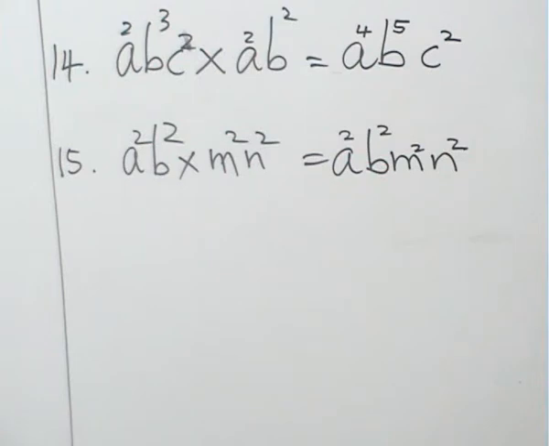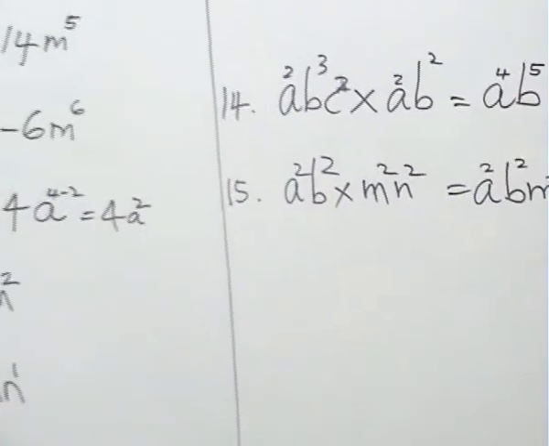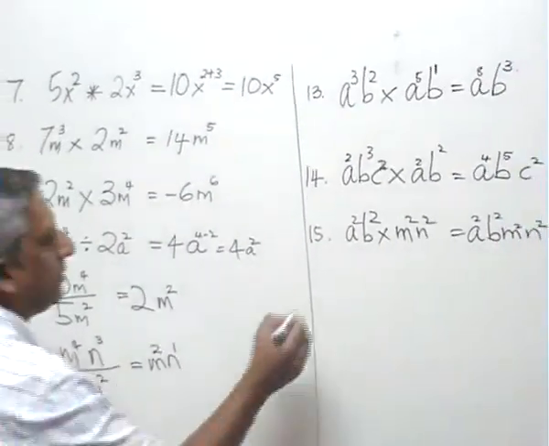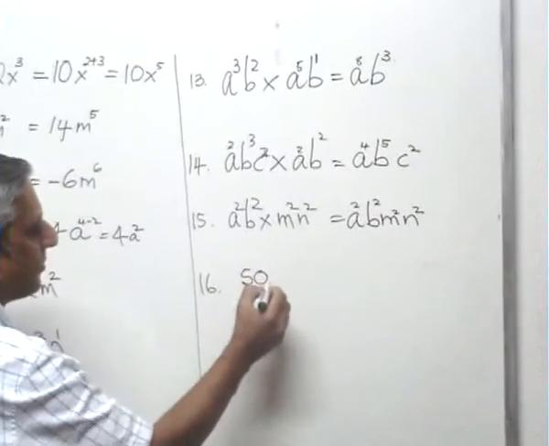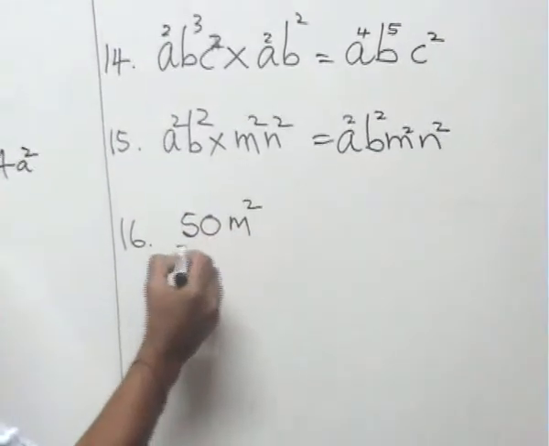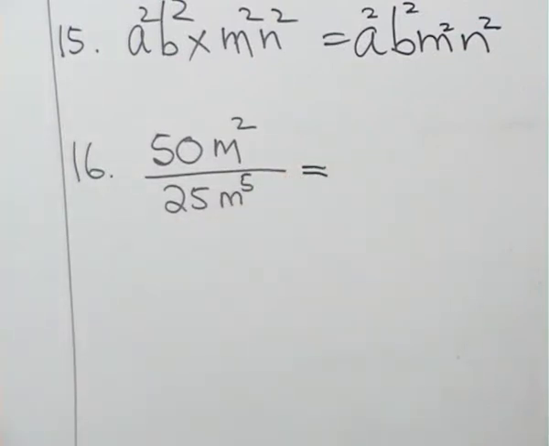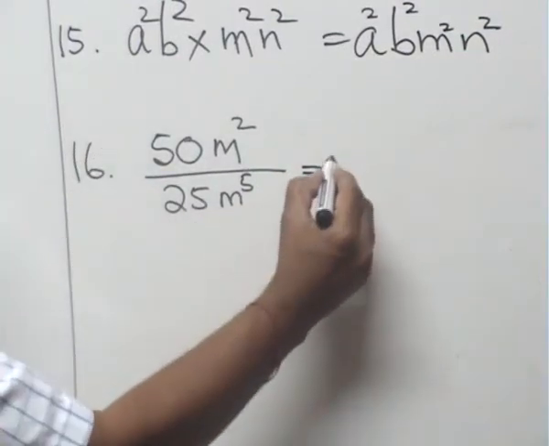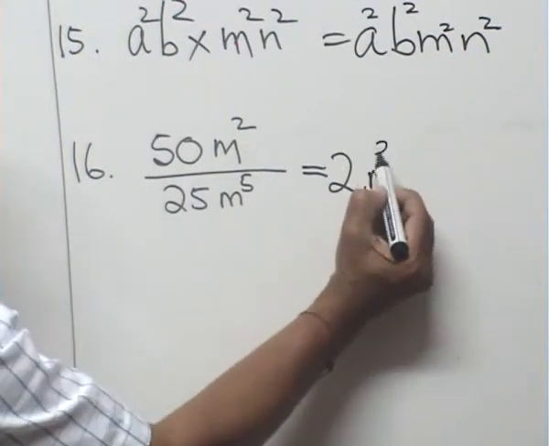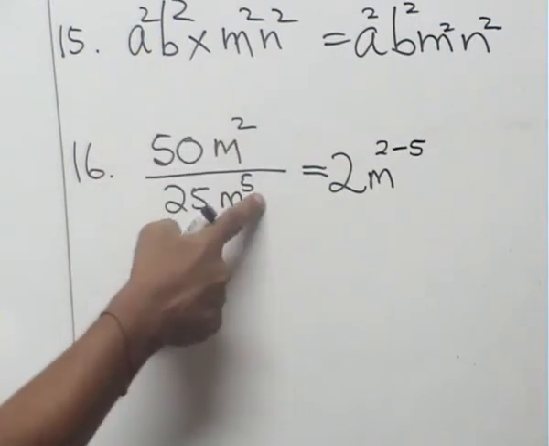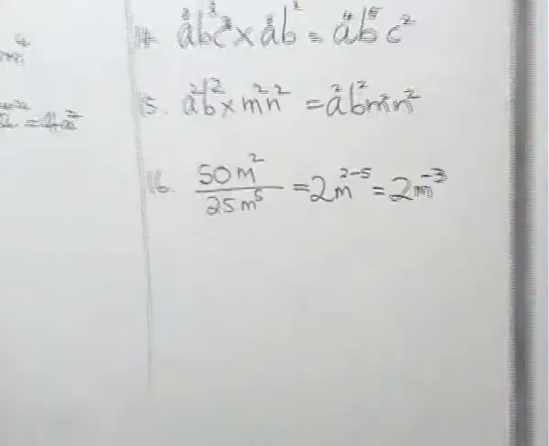Alright, so let us see. We've done some multiplication, we've done some division, and we've done some examples with numbers. Alright, so let's do one final one. 16, 50 m squared divided by 25 m to the 5. Now you'll see what happens here. 50 divided by 25 will give you 2. For the m's, you'll write down m. Now you're subtracting 2 minus 5. That 2 subtracting this 5. And the final answer will be 2m to the minus 3.